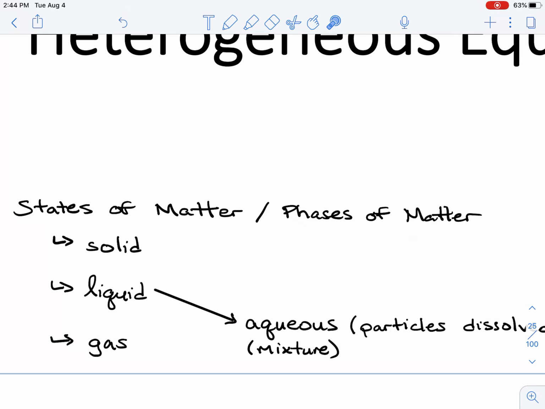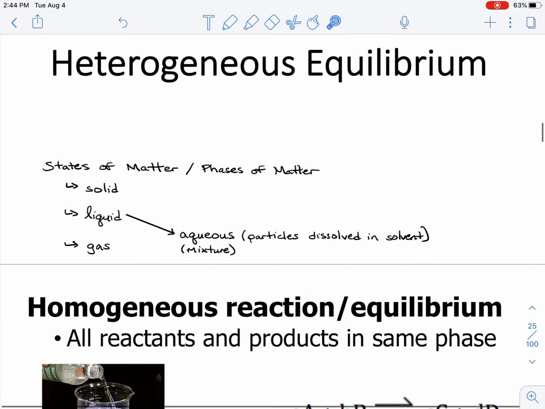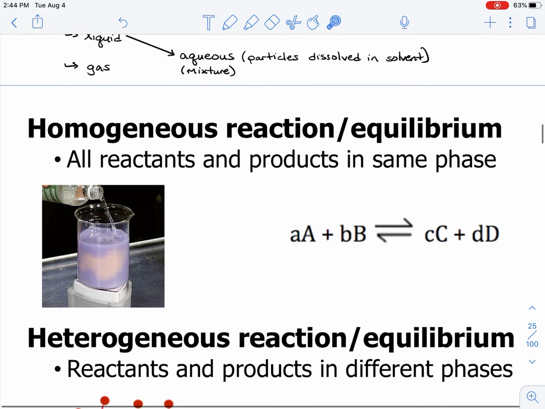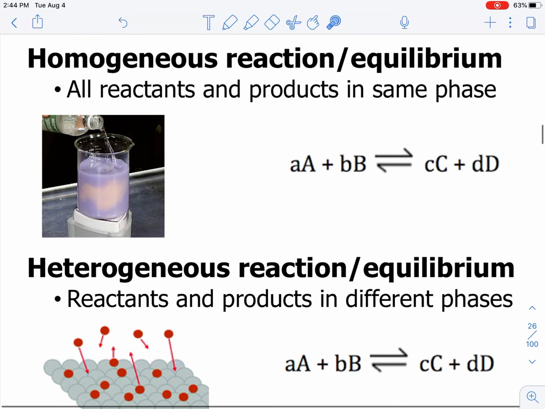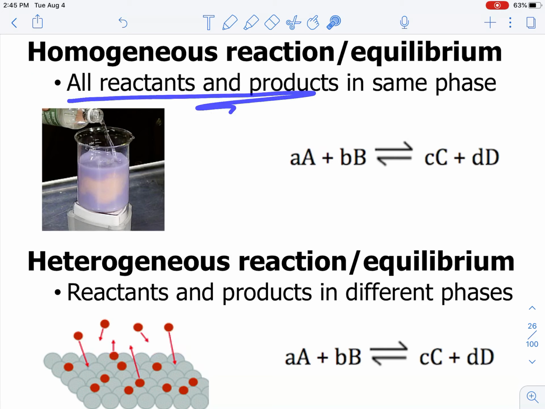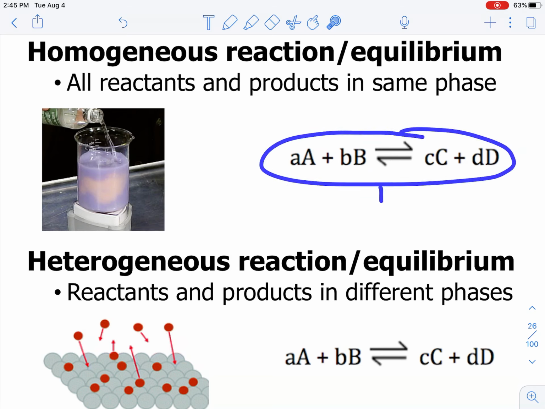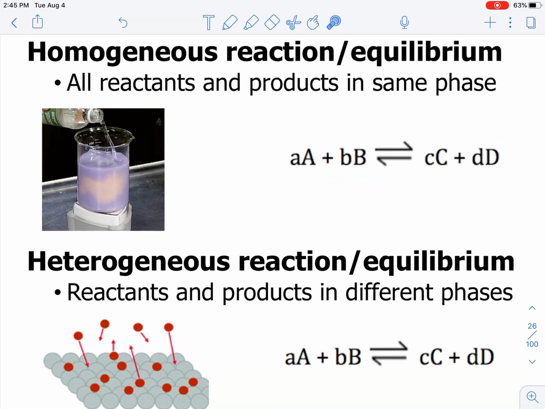Overall, the words homogeneous and heterogeneous focus on the physical states of matter for the reactants and products in any given chemical reaction. A homogeneous reaction is when all of the reactants and products have the same physical state of matter. So for instance, if the reactants and products in this general chemical equation are all gas in phase, or they're all aqueous in phase, and the list goes on, then that would be considered a homogeneous reaction.